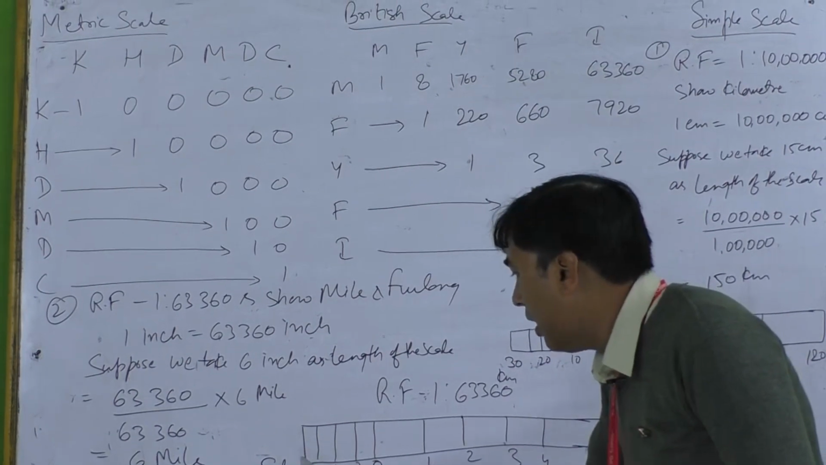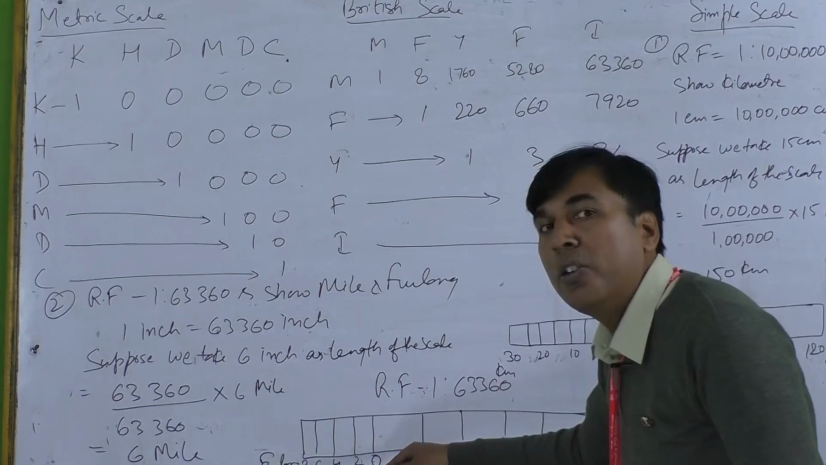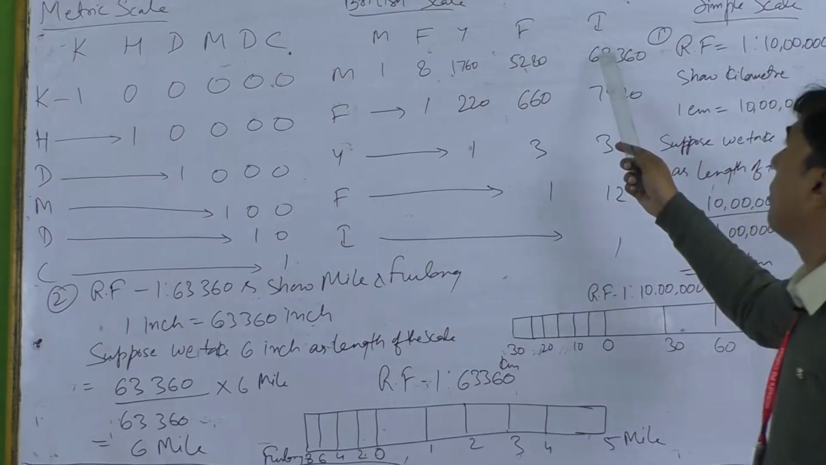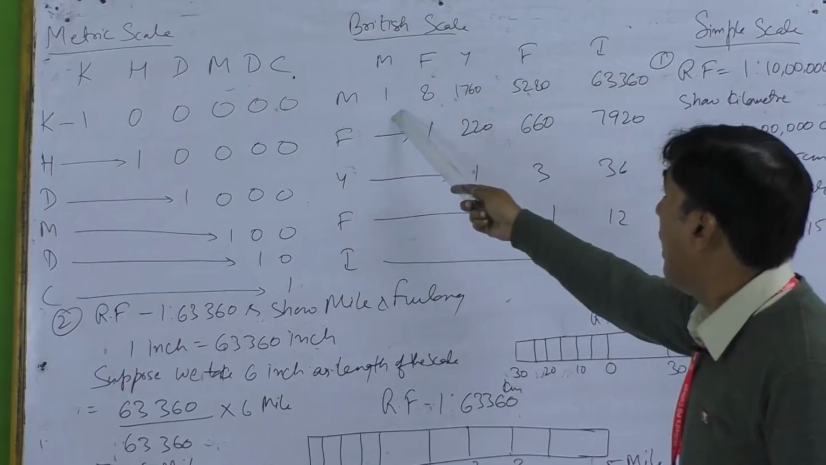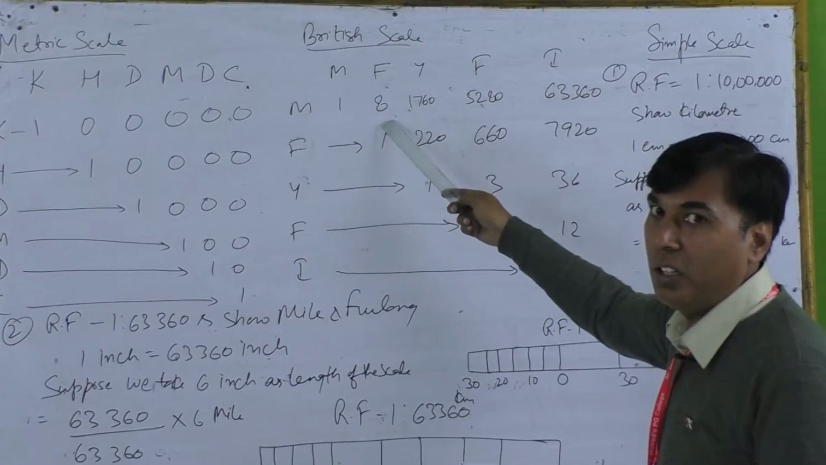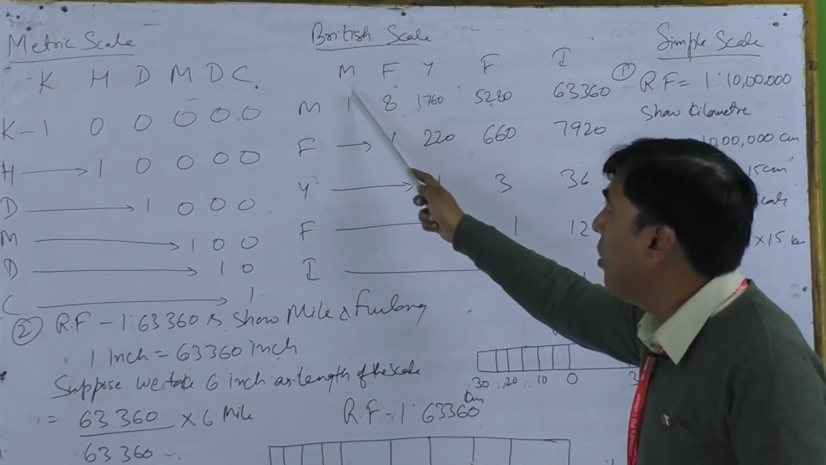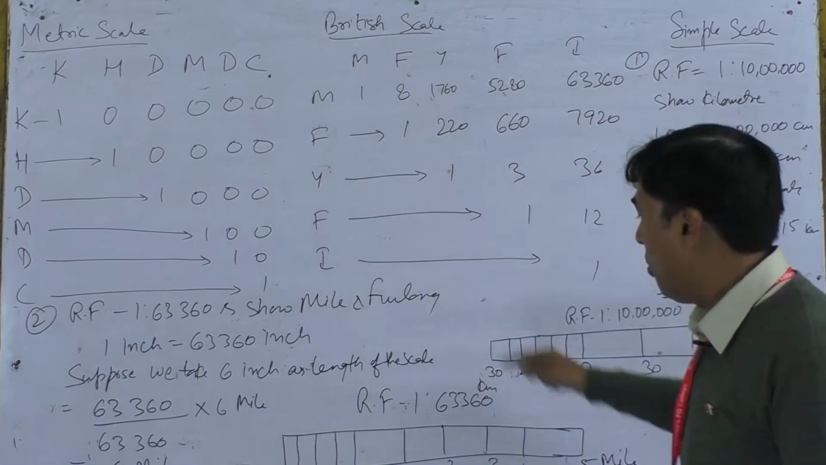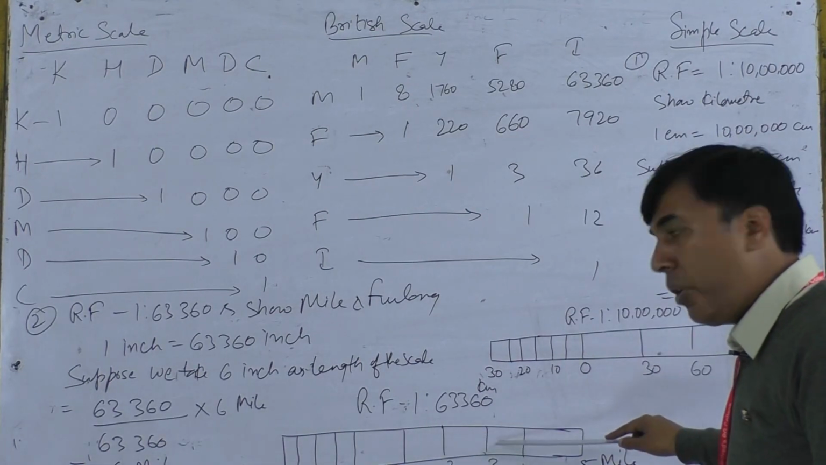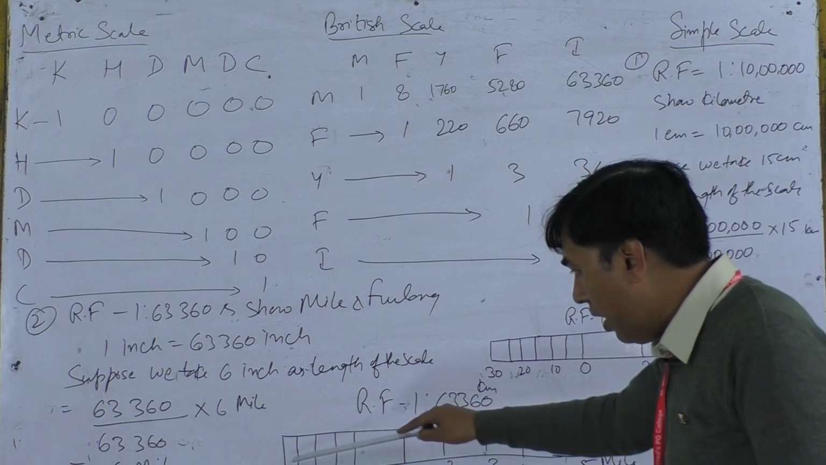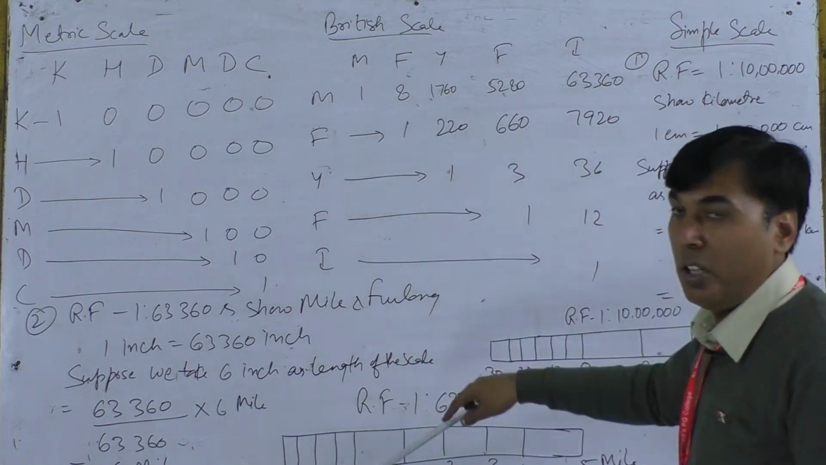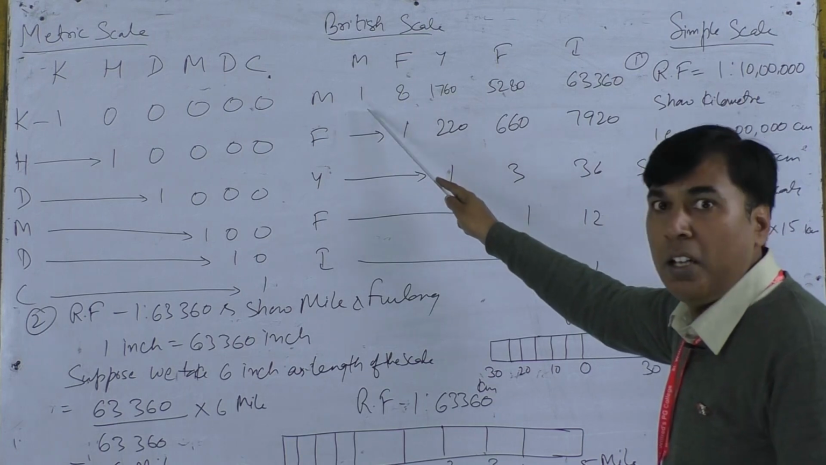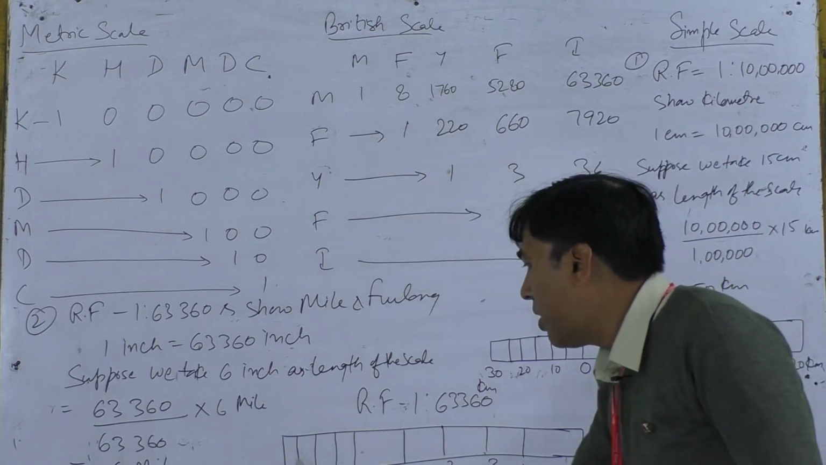Okay, but here we are using a smaller unit. Why? Look here, mile, and this one is furlong. So mile is a bigger unit than furlong. So here the bigger unit is showing, and in the secondary division we are using the smaller unit. So furlong is smaller than mile. So that's why we are using furlong here.